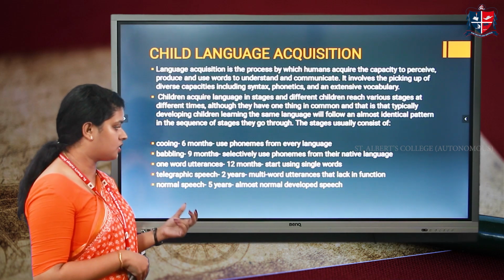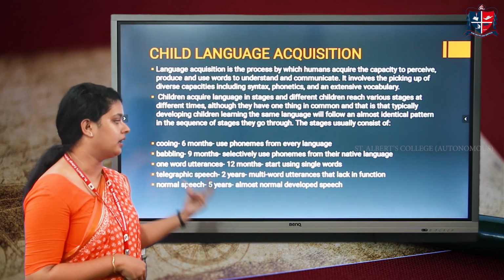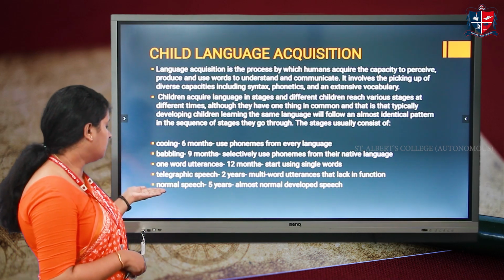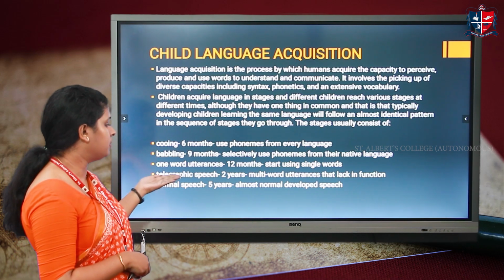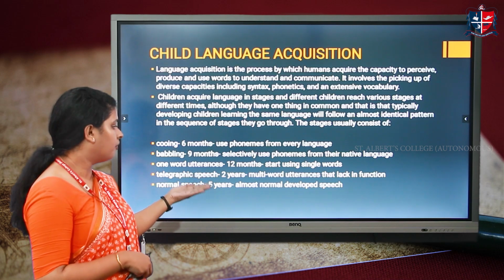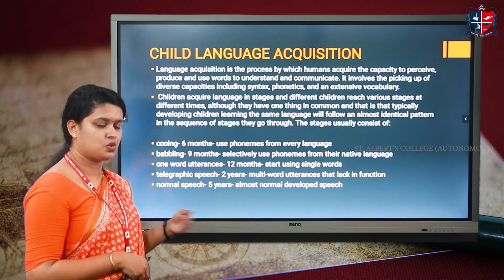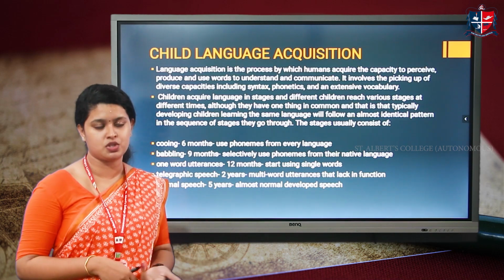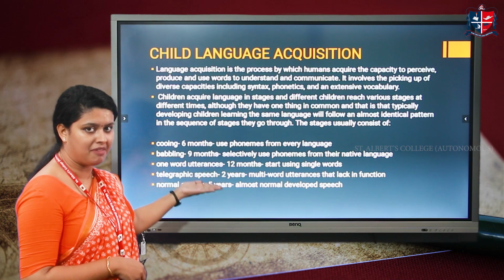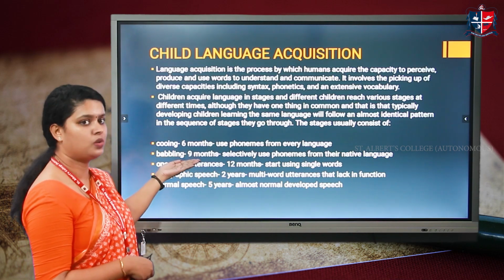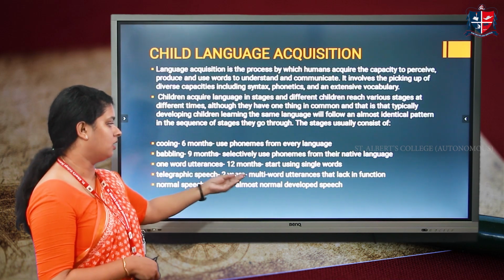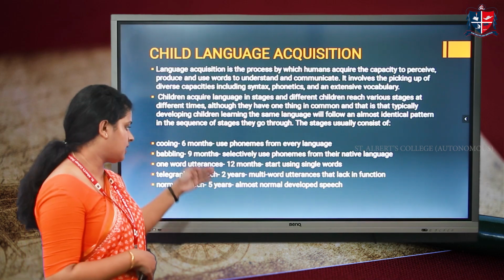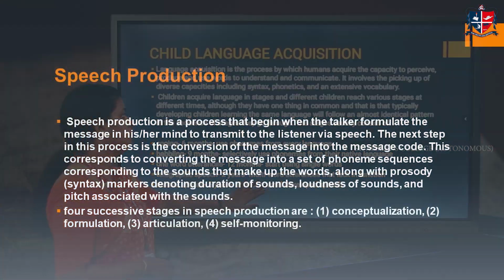And during this stage, the baby will use multi-word utterances, but they lack function words. And the final stage is the normal speech stage, which is till 5 years. During this stage, we assume that the baby will almost use normal developed speech. But these stages can vary. Sometimes the individual will develop a full-fledged language only at the age of 7. So this can vary from individual to individual.